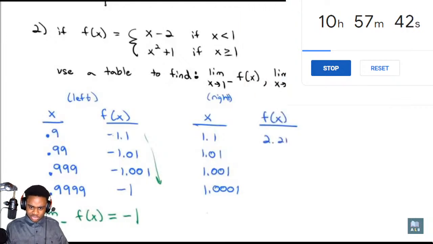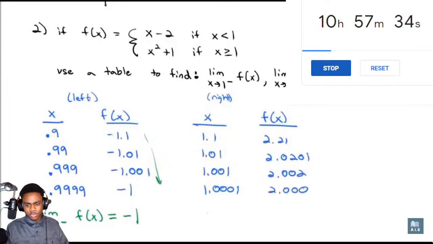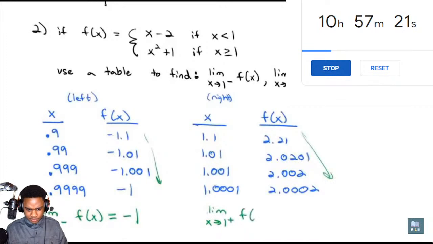That was 2.21, 2.0201, 2.0002. We see those are definitely approaching a clear number. So we can announce that the limit as x approaches 1 from the right of f of x, using slightly bigger numbers, we're getting closer and closer to 2.